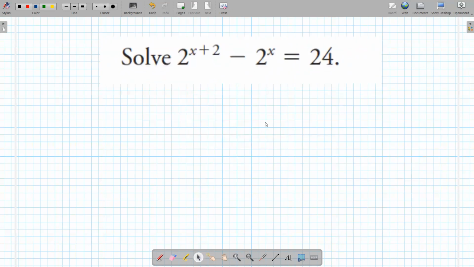What about this one? Again, the unknowns are in the exponent. What would you do? There's only one thing you can do. Log. So to do logs, you need to have one item on the left, one item on the right. Actually, let's try it the log way. Maybe it's gonna work. So we have log of 2 to the power of x plus 2 minus 2 to the power x equals log of 24.